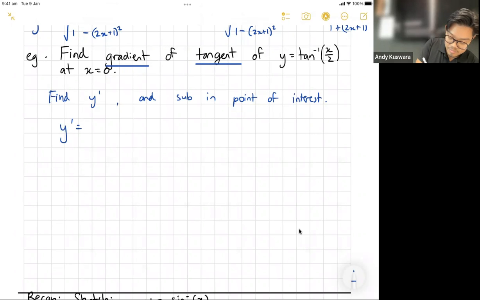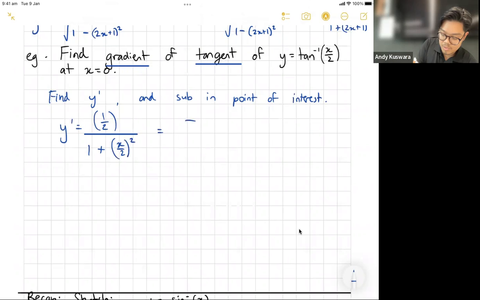In this case, my top here will be a half, because that's the derivative of x over 2. It'll be a half, and it'll be 1 plus f(x) squared. So in this case, our function is x on 2, and I'm going to square it. So it just becomes 1 on 2 all over 1 plus x squared on 4. Now I'm going to clean that up because there's too many fractions going on for me. There's going to be 1 over 2 times 1 plus x squared on 4.